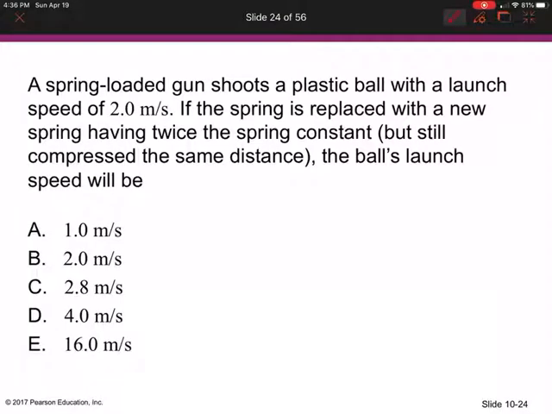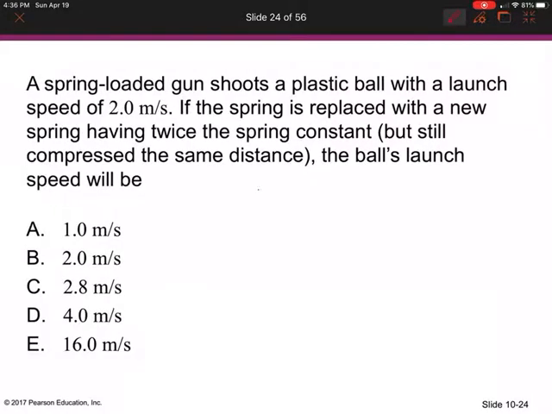Let's see, this next one says that a spring-loaded gun shoots a plastic ball with a launch speed of 2 meters per second. If the spring is replaced with a new spring having twice the spring constant, but still compressed the same distance, the ball's launch speed will be what? All right, so again, you have to come up with some of your own numbers. Same type of equation as before.